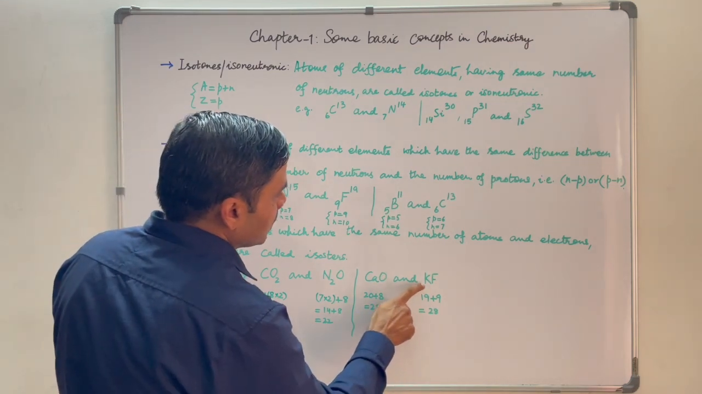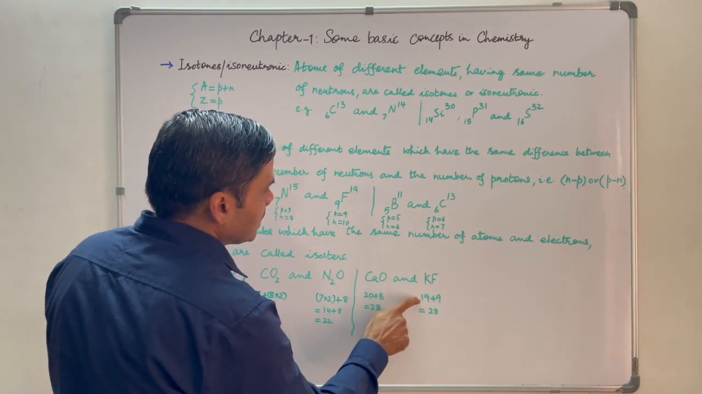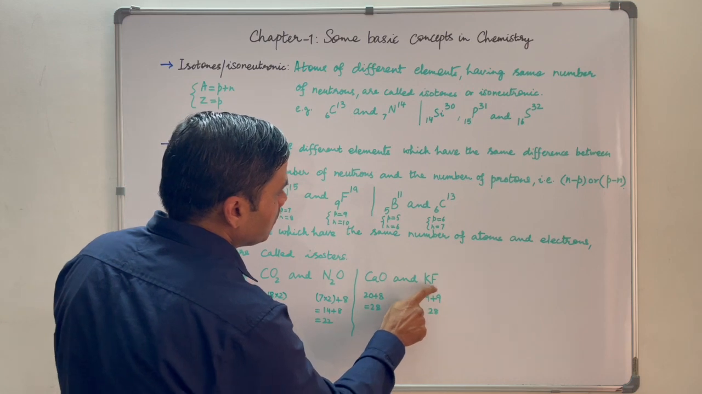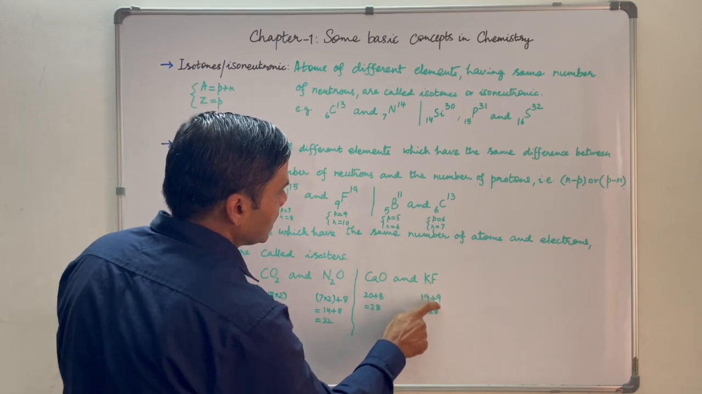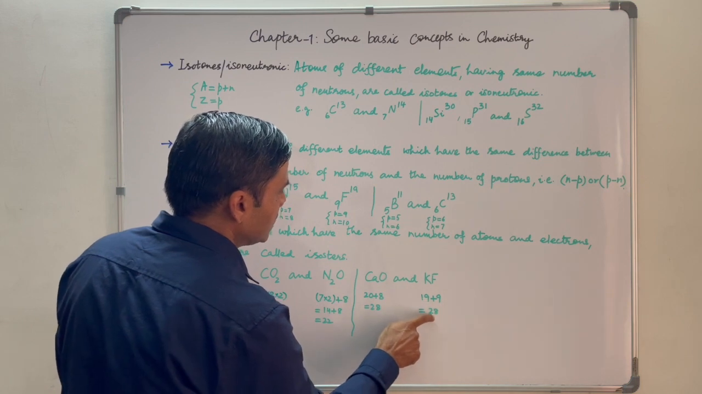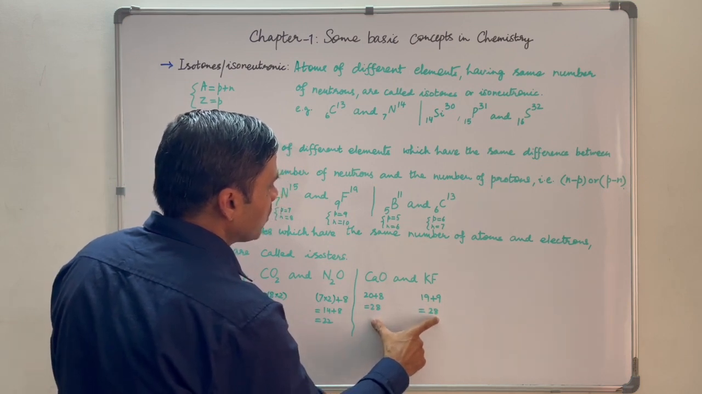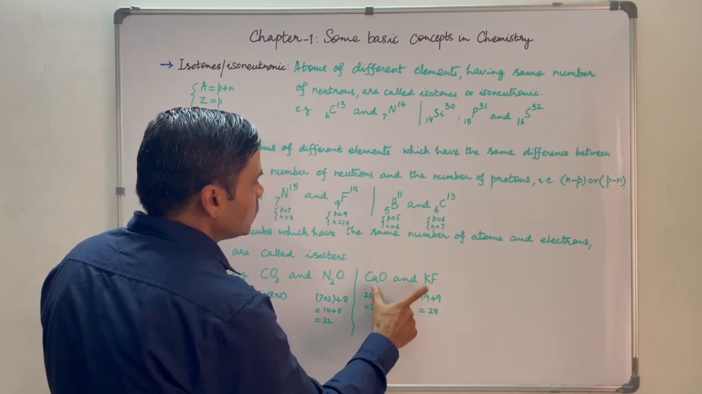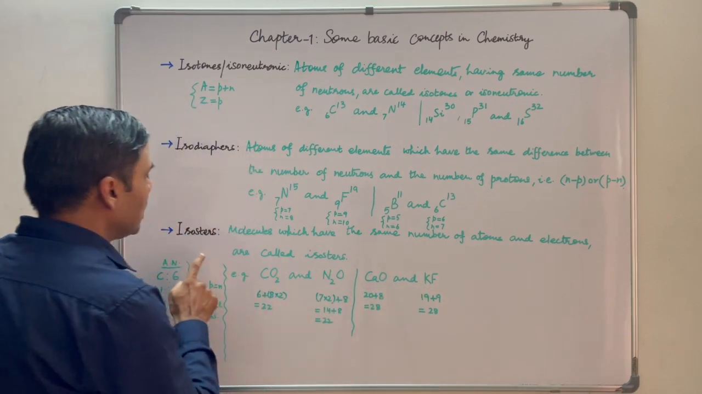In KF, the atomic number of K is 19. So 19 into 1 plus the atomic number of fluorine, which is 9, 9 into 1. So it will be 19 plus 9, that is 28. So they have the same number of electrons as well. So CaO and KF are isosters.